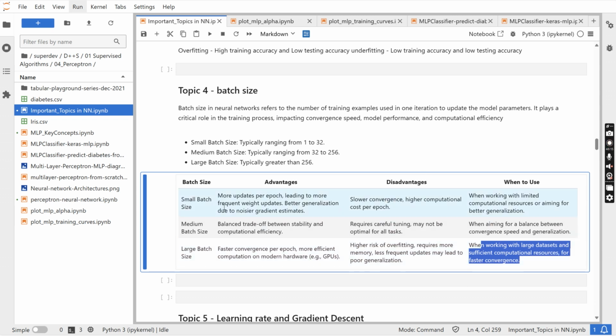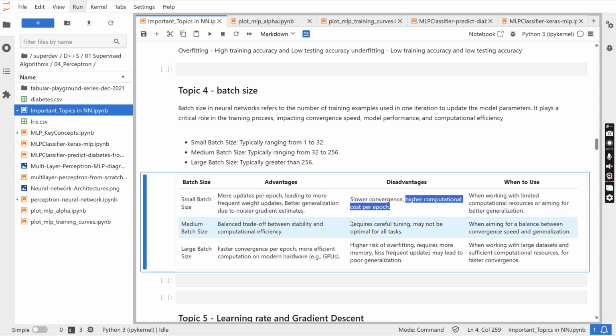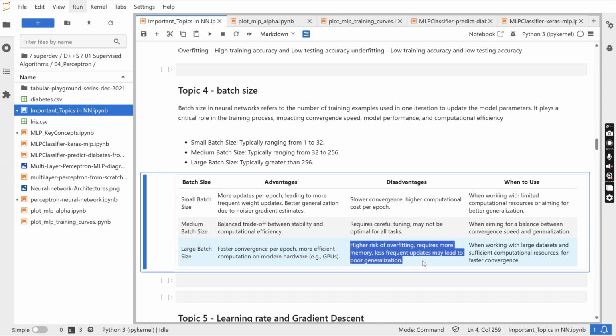Now look at the disadvantages. The first one has the disadvantage of slower convergence and higher computational cost, because if you're picking a small amount of data, then you will have to run the model for a long time, so per epoch cost is high. This is optimal. For large batch size, it may overfit, requires more memory, and has less frequent updates. It may lead to poor generalization. Here good generalization, here poor generalization.